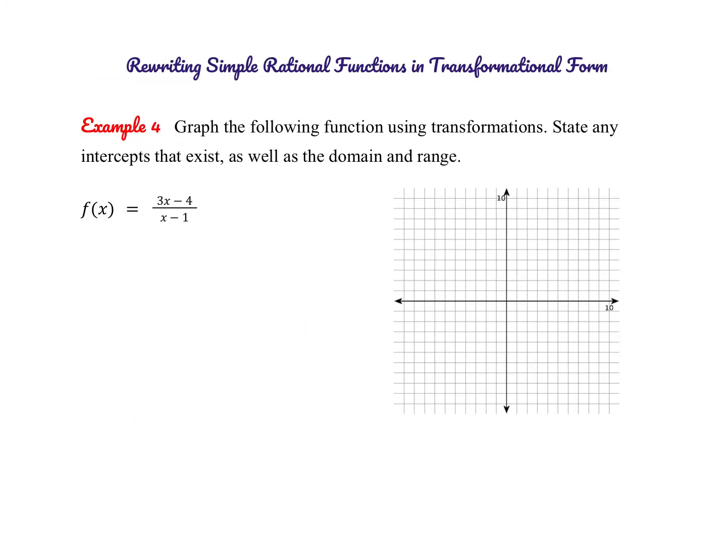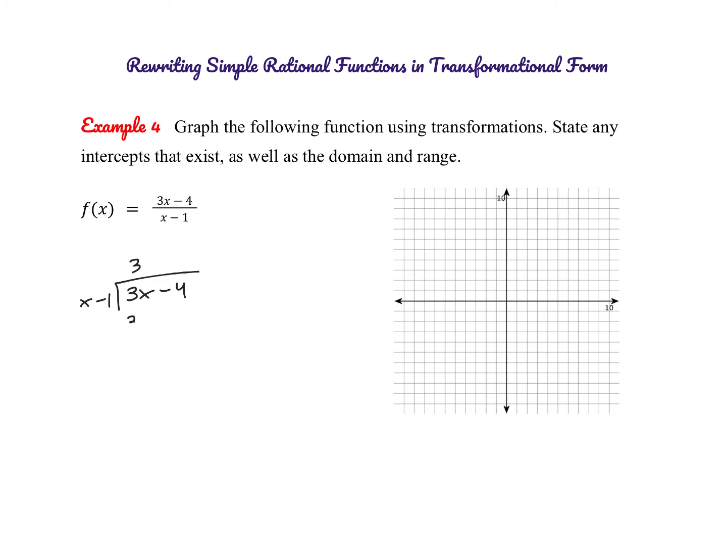So now we're going to talk about how we can graph a simple rational equation that isn't quite in that transformational form, but we would like it to be, so we're going to learn how to rewrite it. This doesn't always work, but for a simple one like this, we can do it. To rewrite it, we're just going to do some long division. We're going to divide our numerator by our denominator. So we'll do 3x minus 4 divided by x minus 1.